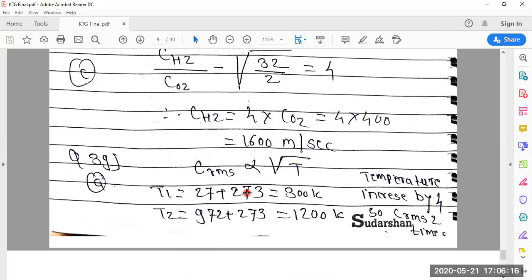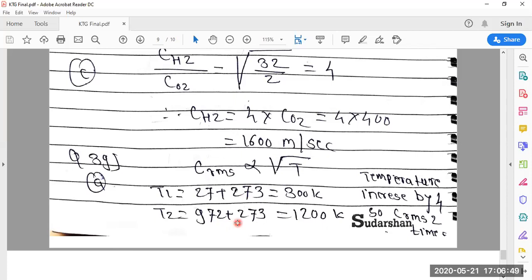Next one, question number 39. In question number 39, the temperature of an ideal gas is increased from 27 degrees Celsius to 927 degrees Celsius. The root mean square speed of its molecules becomes? So the temperature increases from 27 to 927 degrees Celsius. Then what will the RMS velocity of the molecules be?